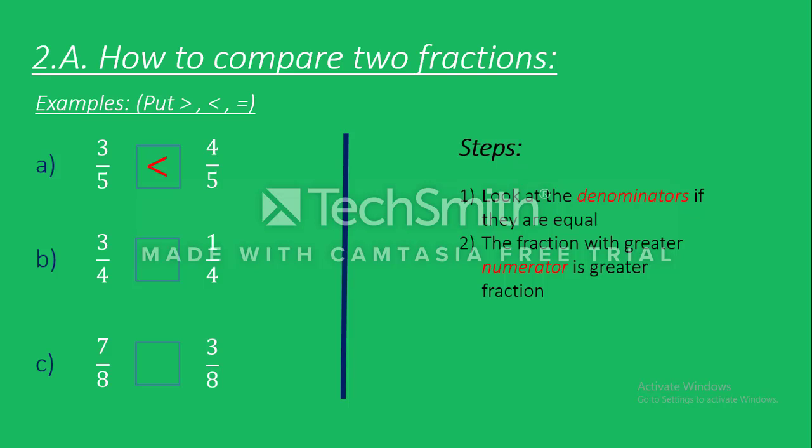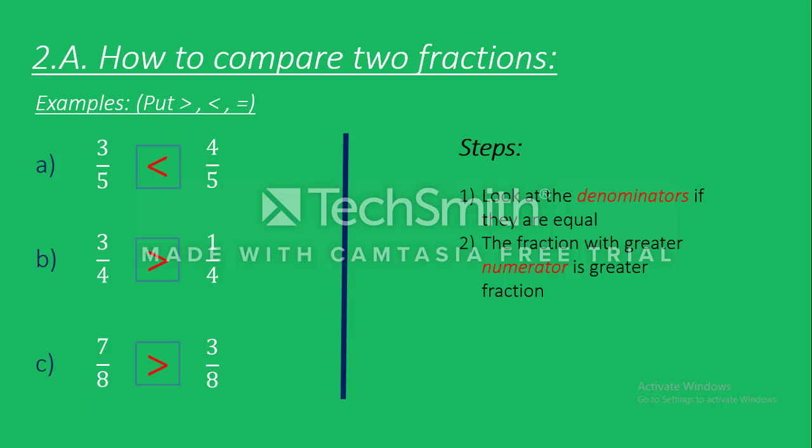The second example, we have here 4 and 4. So the denominators are equal. So, can you solve it? Yes. 3 is bigger than 1. So 3/4 is bigger than 1/4. Number C. We have 8 and 8. The same. 7/8 is bigger than 3/8.